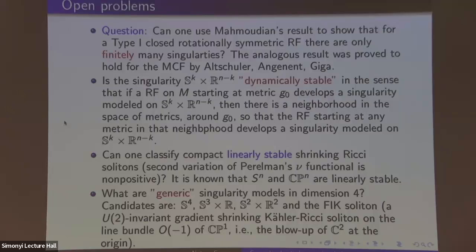The next question you can ask is whether S^k × R^(n−k) is really dynamically stable. You can define that in the sense that you want, but for example, if you have an initial metric, you start flowing it, and it develops this generalized cylinder as a singularity model, can you then say that for a neighborhood of such metrics, when you flow any metric from that neighborhood, the same thing happens, that you still have S^k × R^(n−k) as a singularity model?